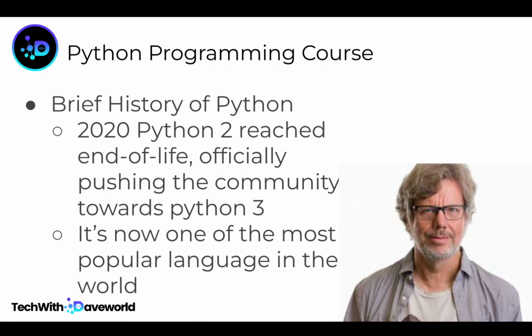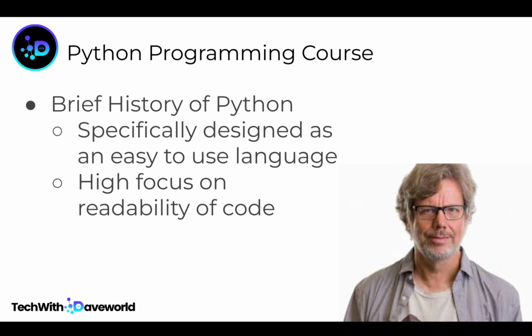So most companies now tend to switch from Python 2 to Python 3 from the year 2020, and since then, most companies are now basically geared towards Python 3. And it is now one of the most popular programming languages in the world. And why was it so popular? It was specifically designed as an easy language to use, and it's highly focused on readability of code. So if you are an absolute beginner, writing in the Python programming language is going to be as simple as ABC when you start.